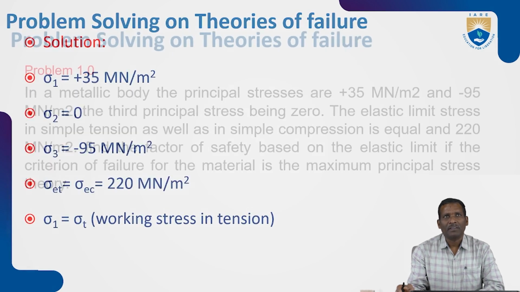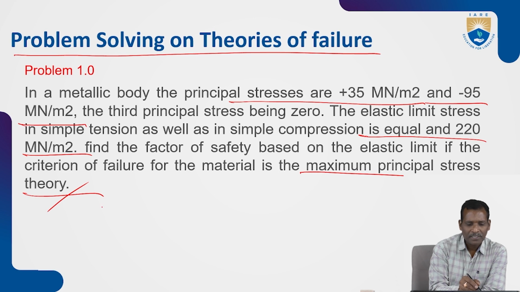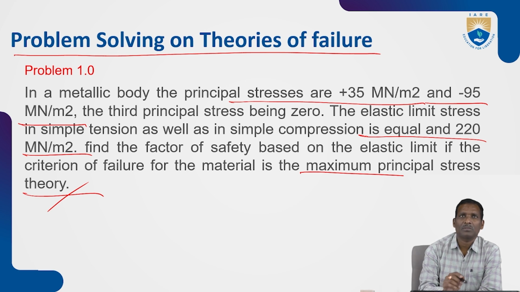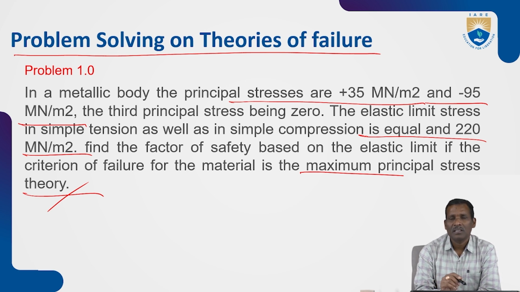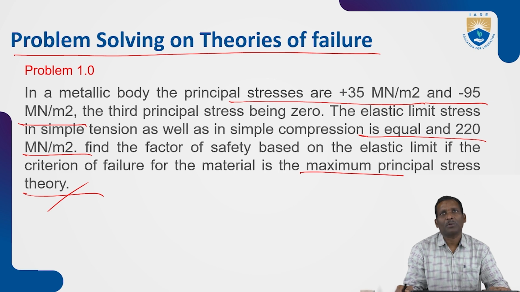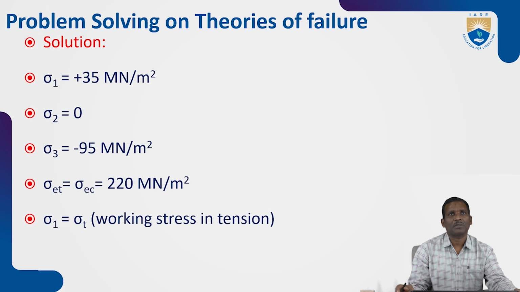So first of all, you should write the given data. The principal stresses are 35 and minus 95. So third principal stress is being 0. This is a biaxial stress. Sigma 1 and sigma 2 are acting. And then factor of safety you have to calculate, if the criteria of the failure is maximum principal stress theory. So now we will see the solution part.